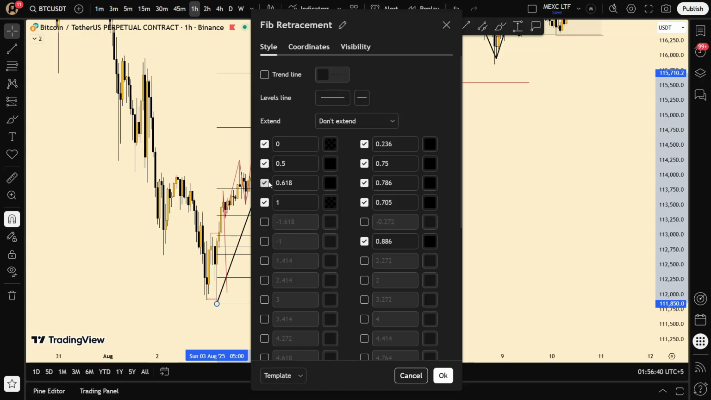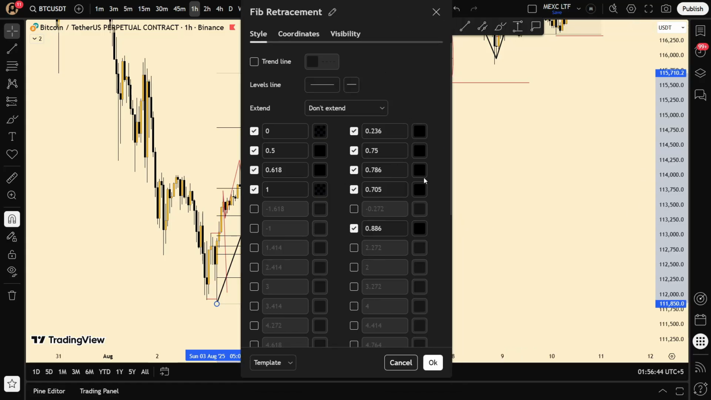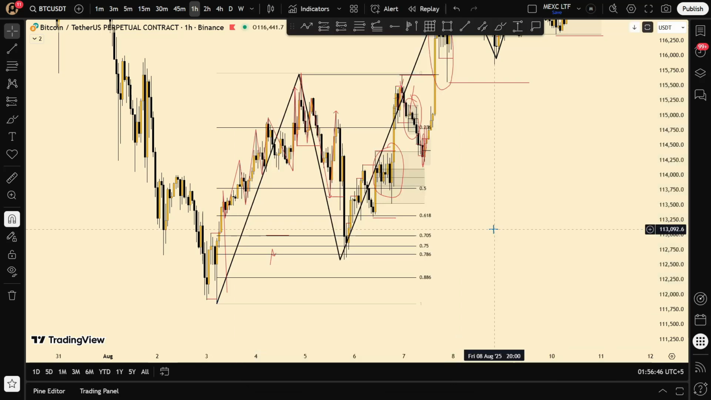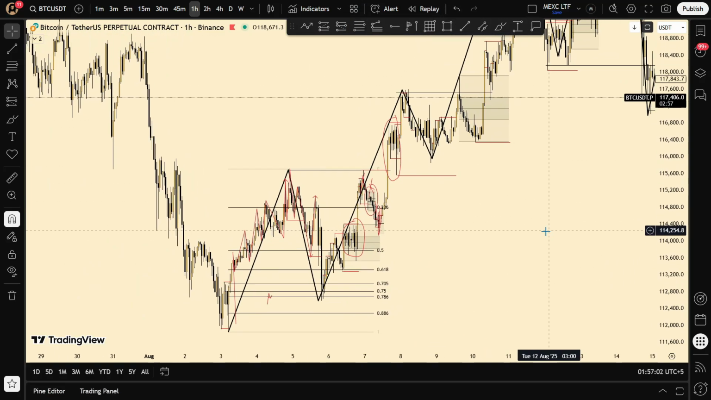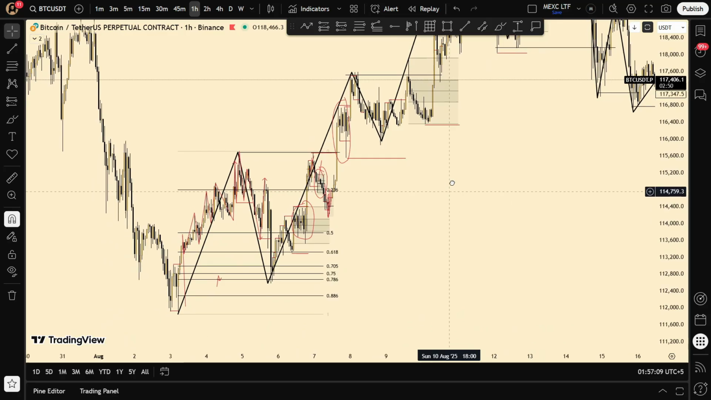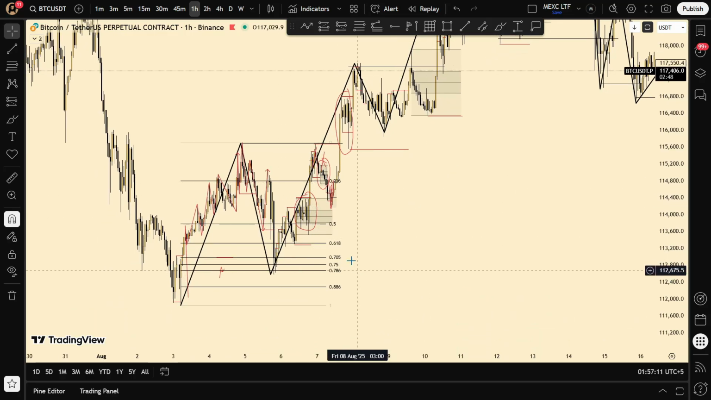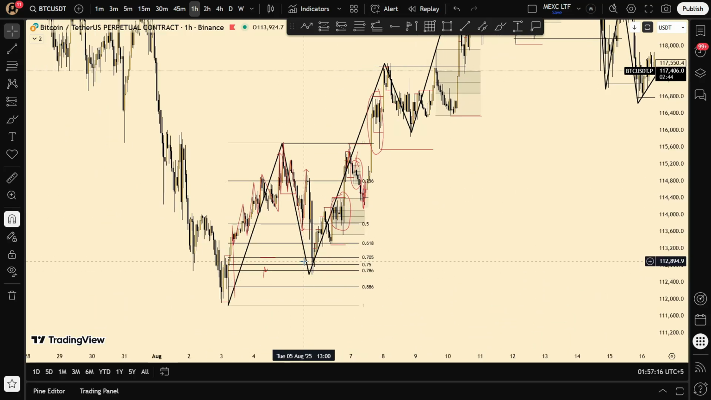I don't really use 618, but I use it for just gathering the market cycle data because sometimes the price is pretty aggressive and it can just bounce from here. But most of the time, the 705 to the 786 region, this is the golden zone for price to come back and then go back up. And you will see it happens most of the time. 618, 705, 786. My goal of teaching you this is to not trade from this.